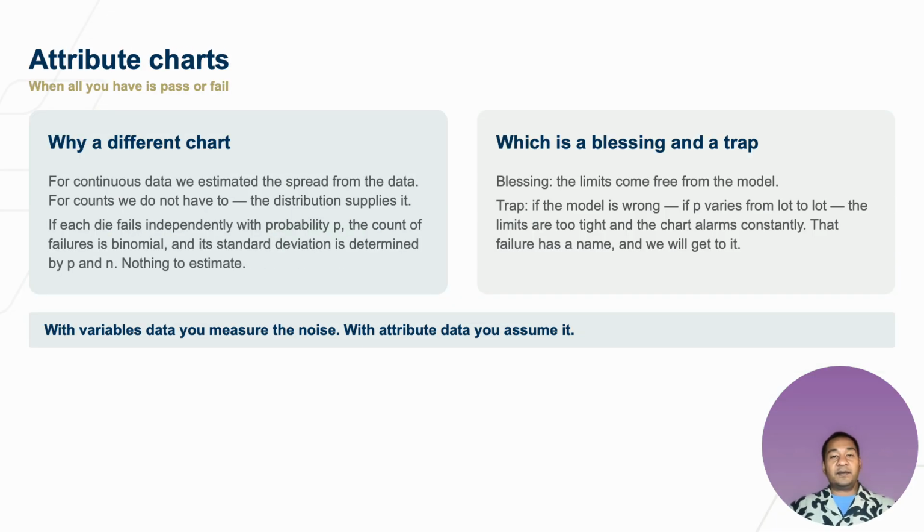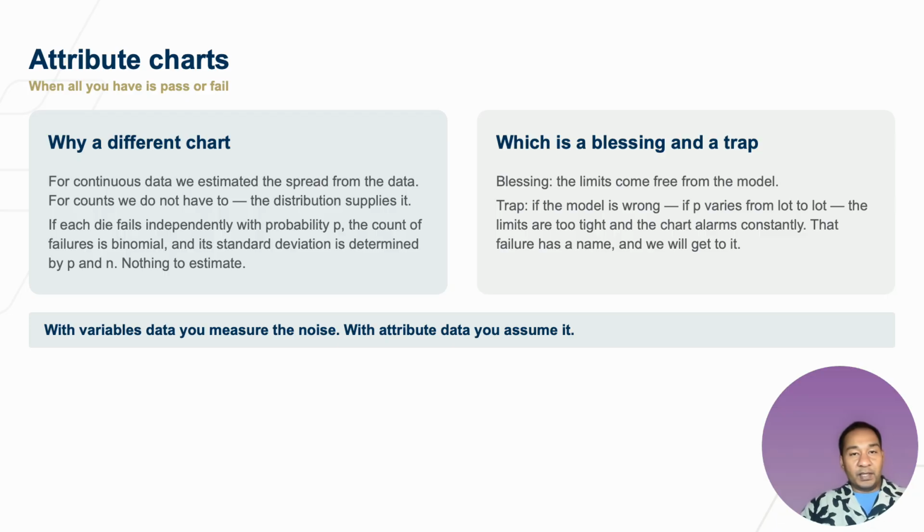Attribute data: pass or fail, or a count. The structural difference, this is the interesting bit. For continuous data, we had to estimate the spread from data, and that is what R-bar over d2 was doing. For counts, we do not have to, because the distribution supplies it. If the die fails independently with a probability p, the number of failures is binomial. The standard deviation of a binomial is completely determined by p and n. Nothing to estimate. The variability comes free with the model.